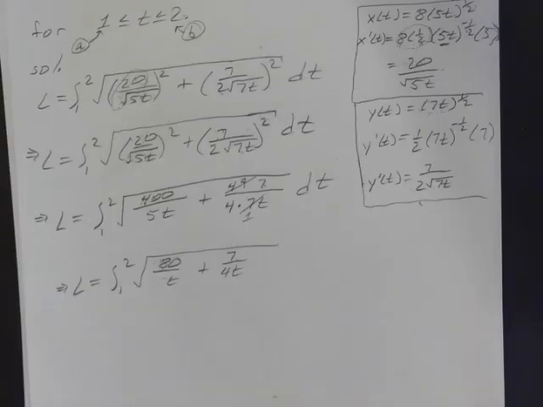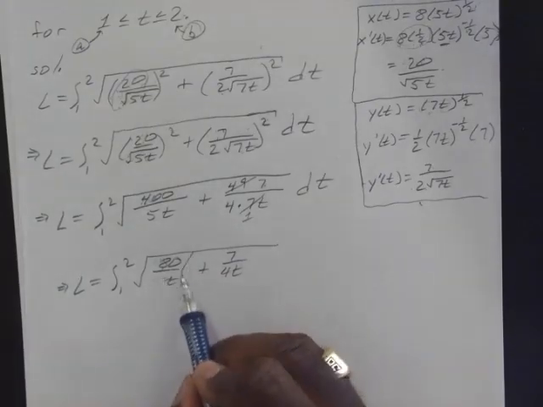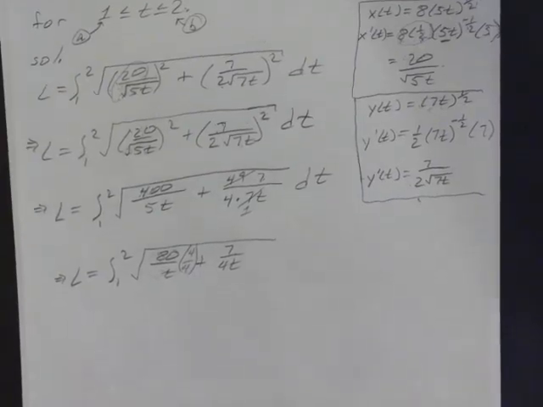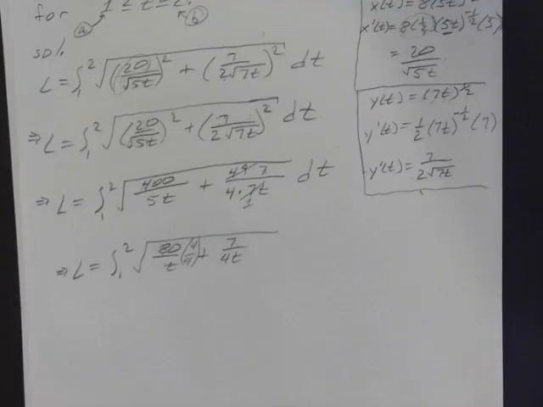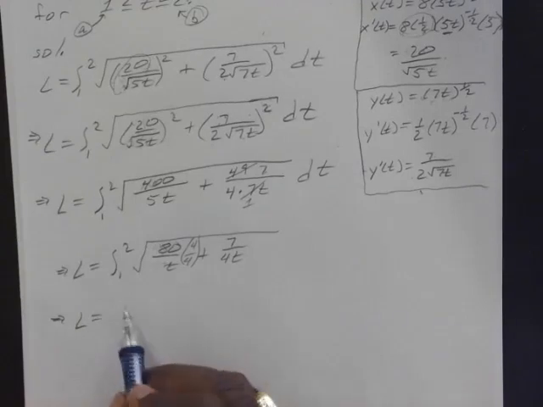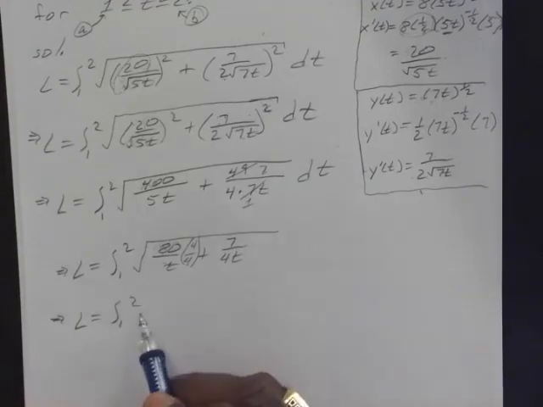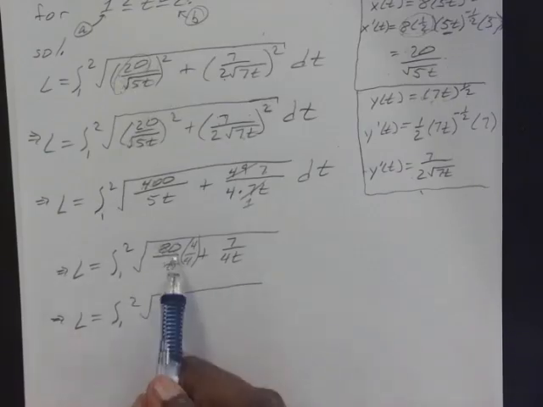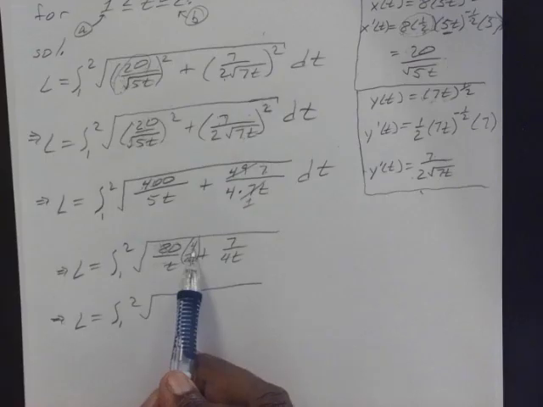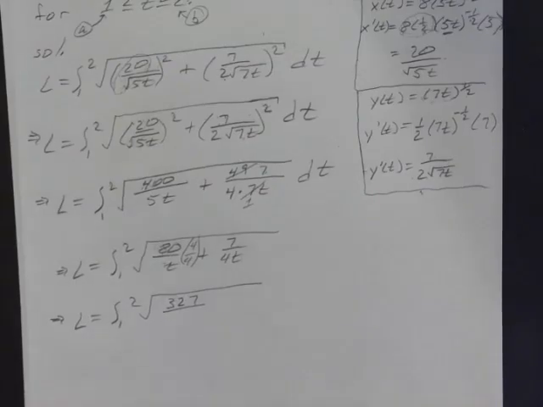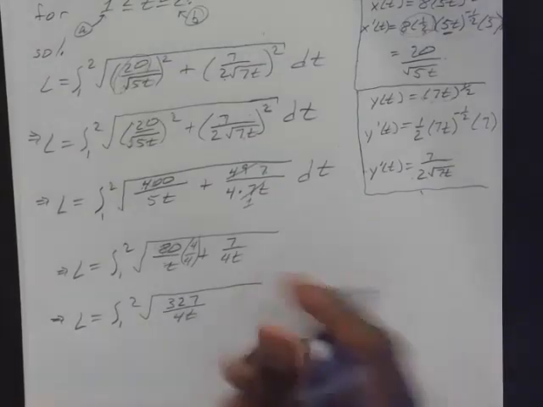Okay, so the only thing left to do is add those two together, which means we can just multiply this by 4 over 4 to give us our like denominators. So we have the integral from 1 to 2 of the square root, and we'll just go ahead and simplify this here. So we have 80 times 4, which is 320 plus 7, the square root of 327 divided by 4t with respect to t.